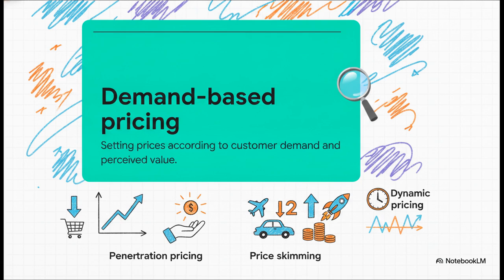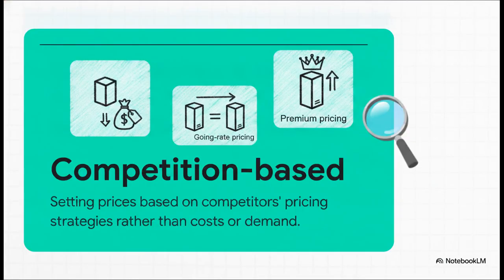Think about it. If you've ever tried to book an Uber in the middle of a sudden rainstorm and watched the price jump to $50 for a quick 5-minute ride, you have definitely experienced the aggressive power of dynamic surge pricing. Finally, we land on competition-based pricing.